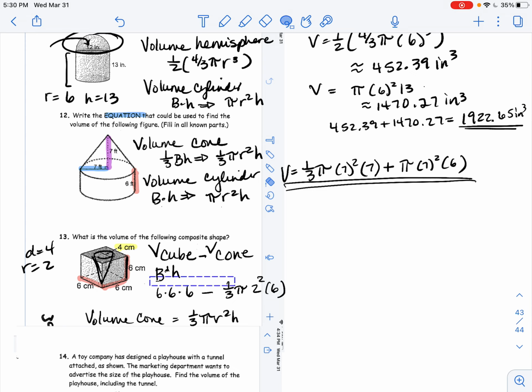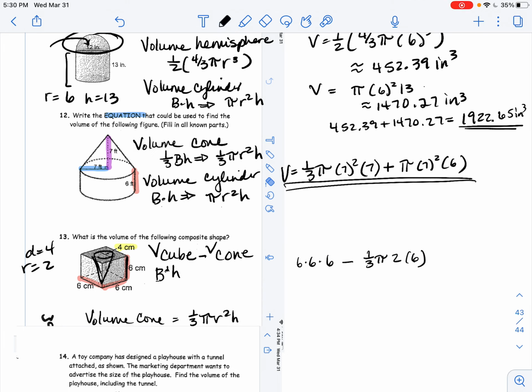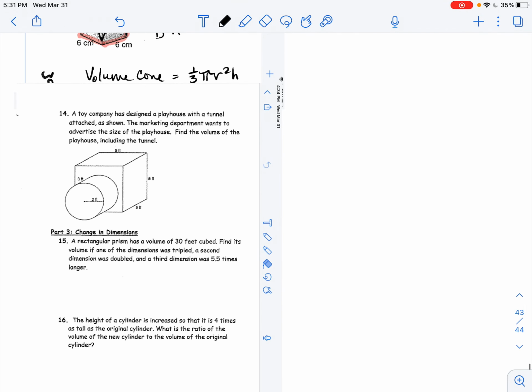All right, so let's go ahead and plug that in. And then I'm going to take this over here. And let's see, 6 times 6 times 6 minus 1/3 times pi times the radius squared times the height, and that is approximately 190.87, and this is centimeters cubed.